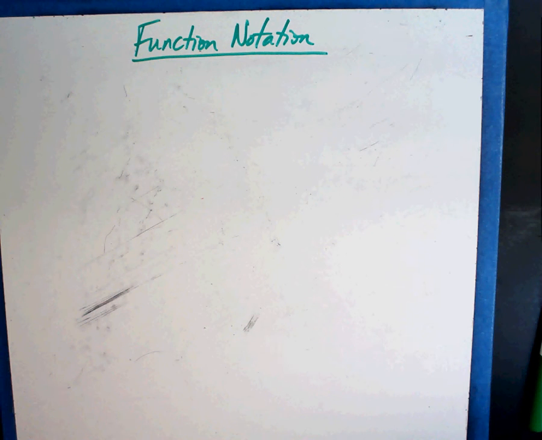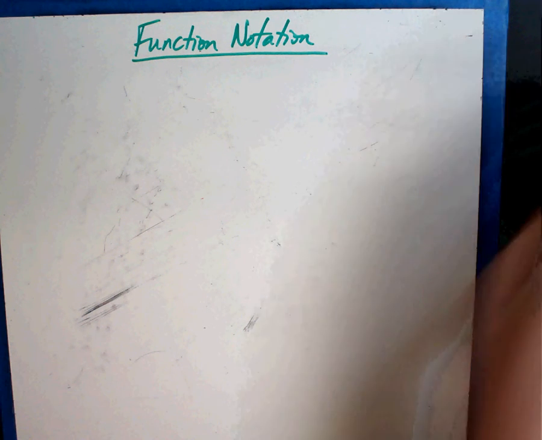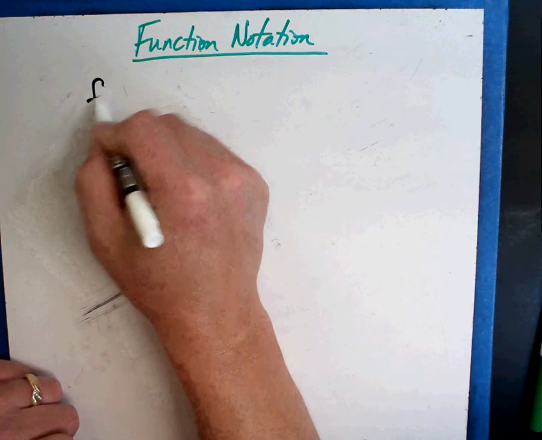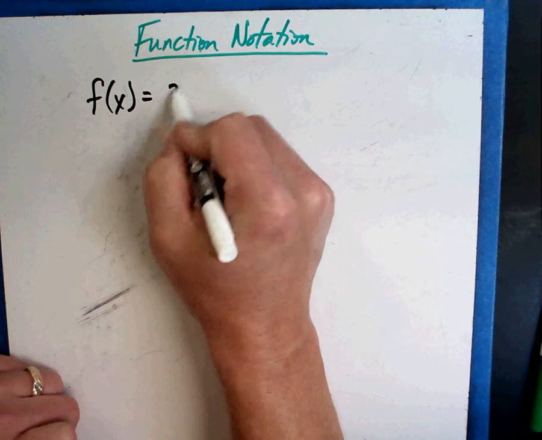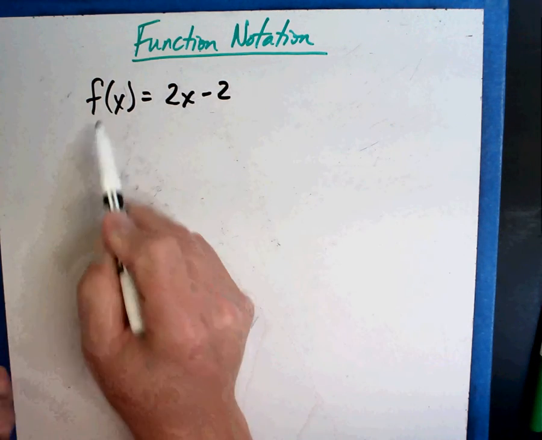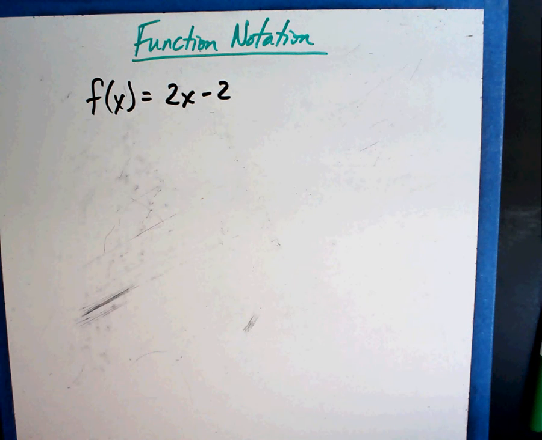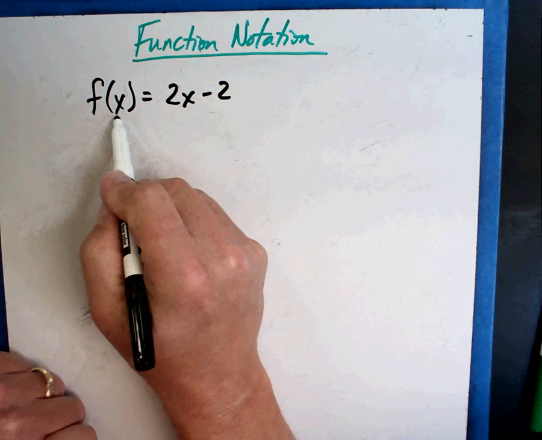In this video, we're going to talk about function notation. And it's really manipulating formulas again, sort of like the last video. Let me explain. Let's say we had f of x equals 2x minus 2. It's a function. Remember, f of x is the same as y, but they're just saying it's a function, meaning everything's in the variable of x.